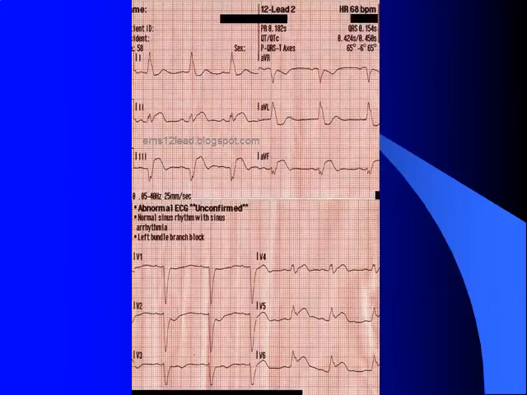It is positive for Scarboza's criteria as well as Smith's modification too. This patient had a left coronary and right coronary artery occlusion. So there's some good examples of the anterior septal changes that are reciprocal to a posterior injury.